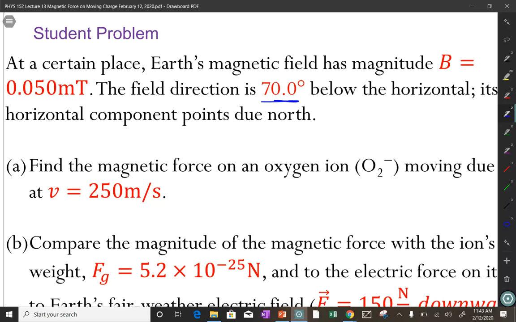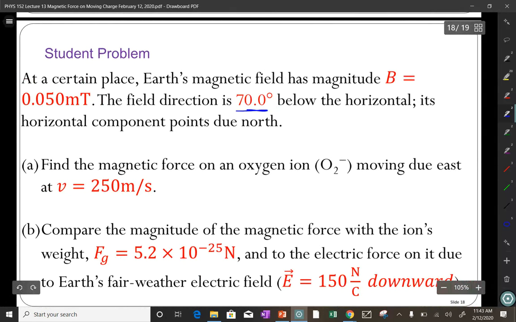I didn't understand the question. Which direction is it moving? Oh, yes, moving due, let me zoom out a little bit, east. Thank you. Moving due east at 250 meters per second. That's a good plan.